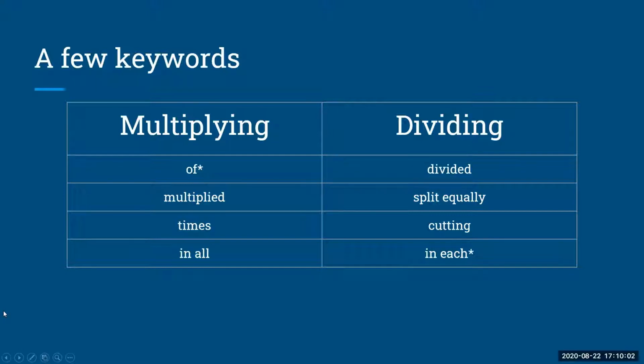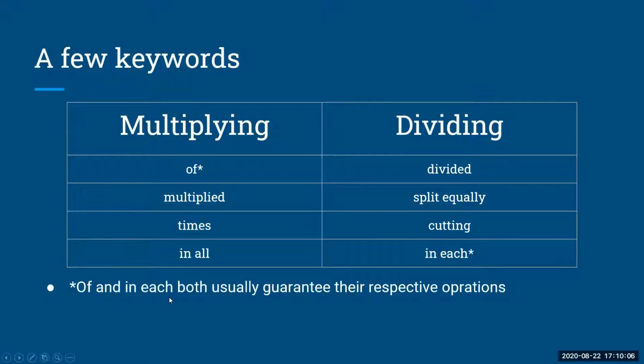Oh, I'll get to that later. The asterisk of the of and each. So of and in each both usually guarantee the respective operations. That is a typo. I think I made this slide today, but because I was thinking about this, like, wait, I should tell them about keywords. So usually when you see of, it usually means multiply, right? And usually when you see in each, you divide, because you're compartmentalizing things.